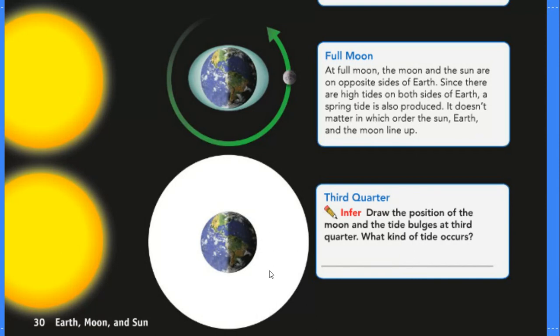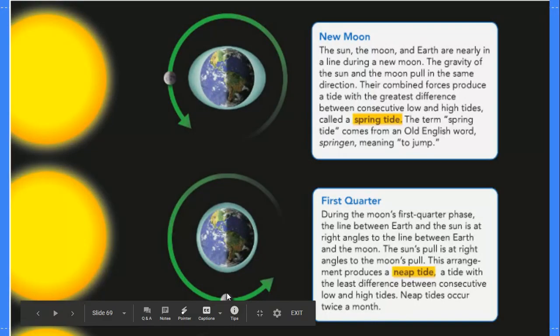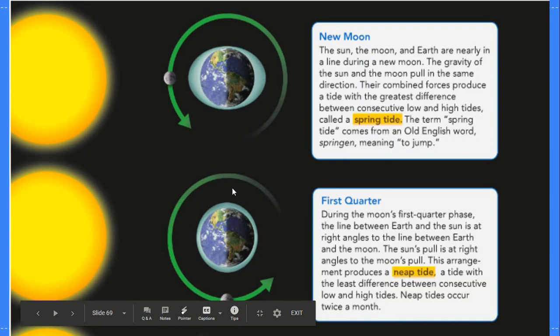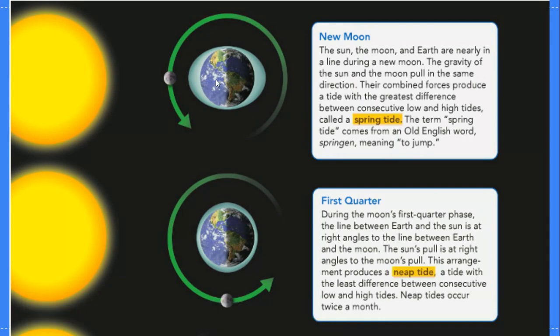So if we're following this pattern, fairly similar to the first quarter phase, the only difference is that the moon is up top here this time, okay? We're gonna have another neap tide. So again, the sun, the earth, and the moon are gonna be at 90-degree angles. And then the waters of the earth are gonna look similar to this, not bulging quite as much as when the three are lined up.